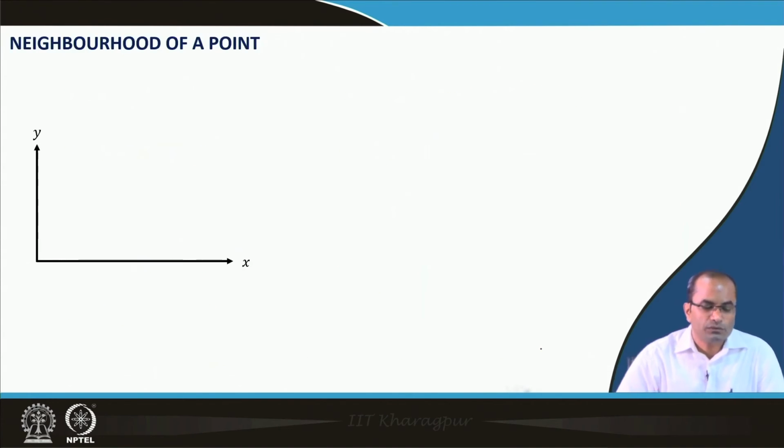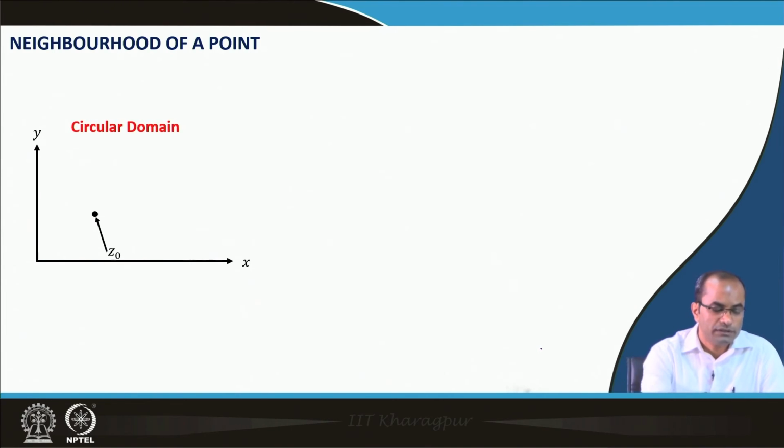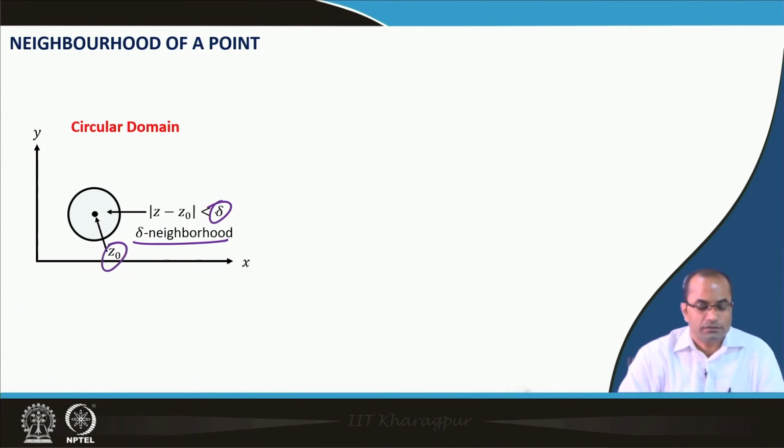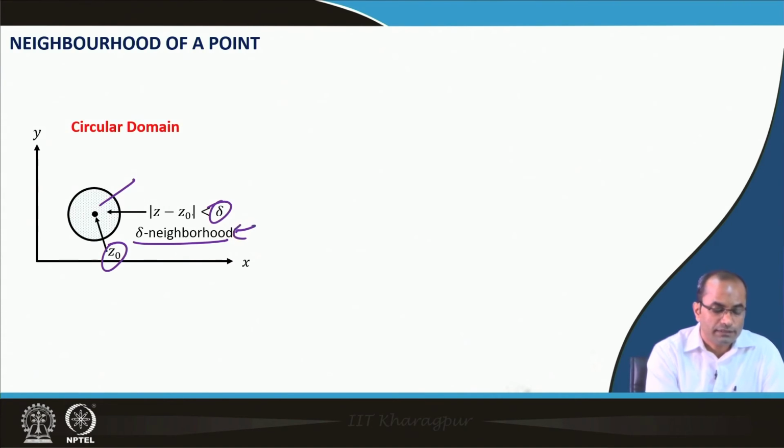So we will now go directly to the complex function, and some of its properties will be discussed. Before that we have to talk about the neighborhood of a point. The neighborhood in the circular domain is a circular domain about this z0, whose radius we have taken as delta. So this is called the delta neighborhood. It is a circular region around z0 with radius delta. It's a disk, and this is what we call the delta neighborhood of a point. The delta is the radius.